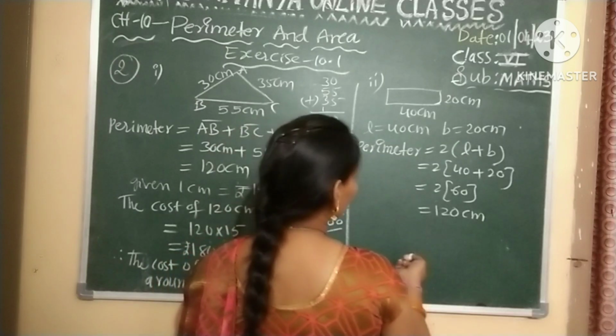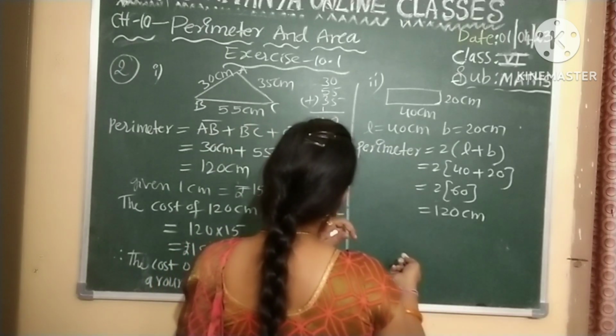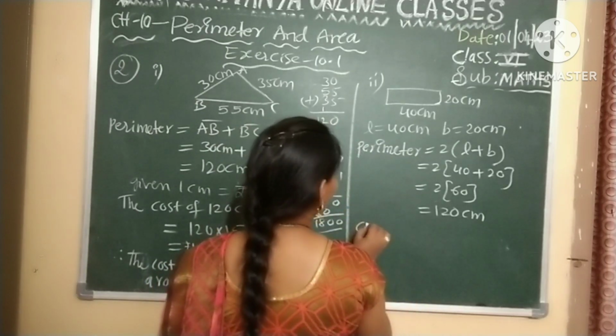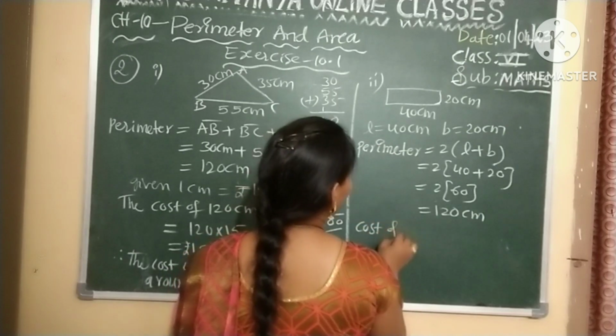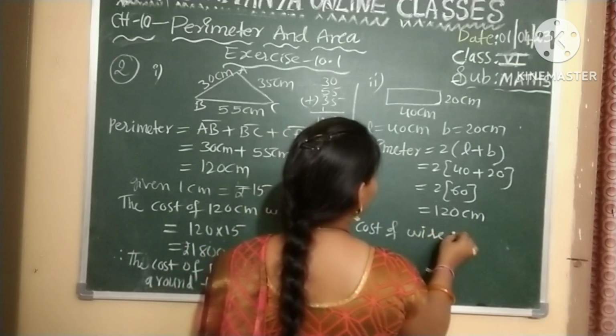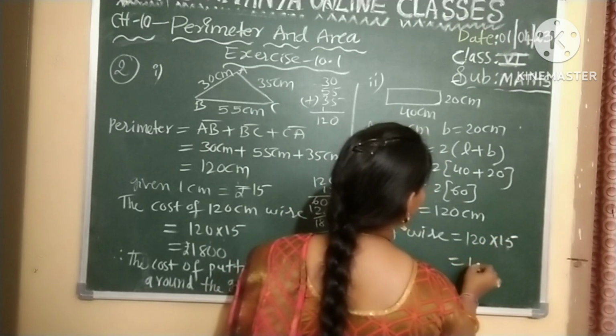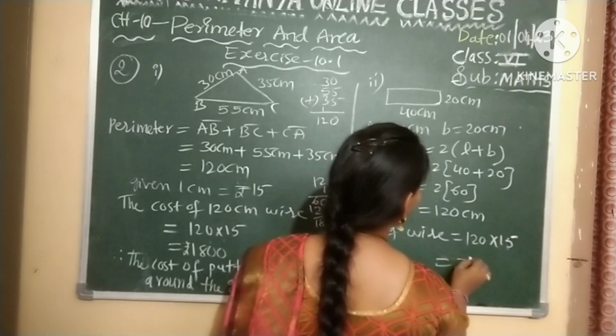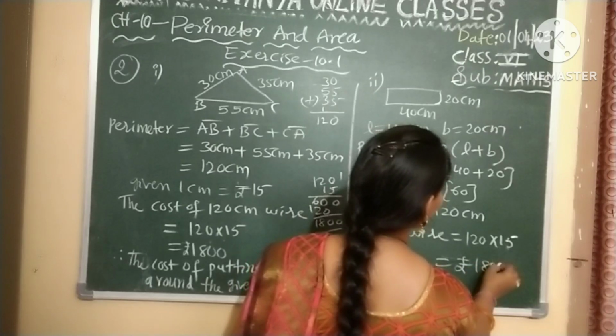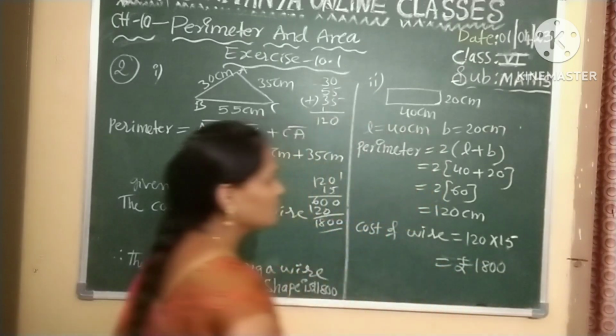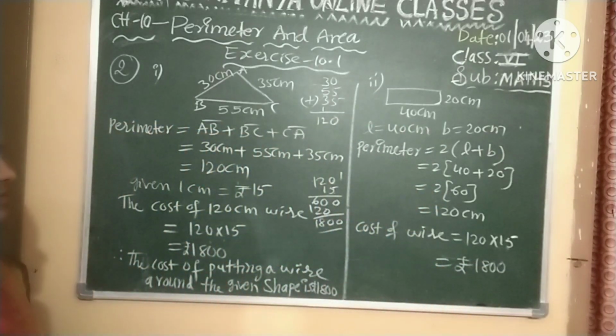So you will get the same answer now. So 120 into 15. Right? So the cost of fencing, the cost of wire for putting around the given shape, is 120 into 15, which gives 1800 rupees. We already did that. So the same conclusion you can write. Take a screenshot once. I hope you understand.